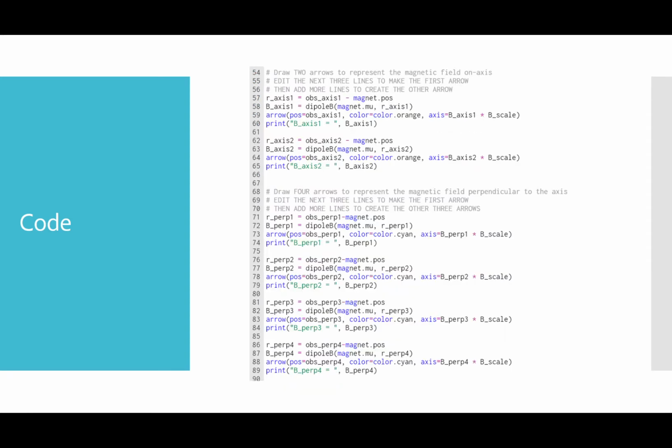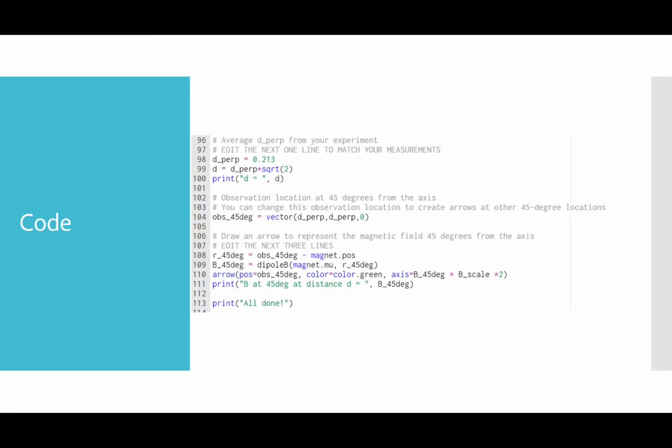In each of these groups, I calculated the r vector, which was the observation location minus the source location, calculated the magnetic field using that location and the dipole B function I created above, and then created the arrow, where the magnetic field was multiplied by a scalar factor. This was the same for both the on-axis and the perpendicular-axis magnetic field arrows.